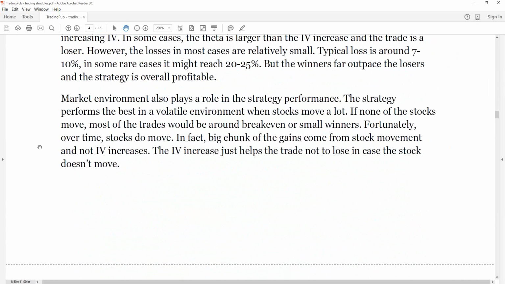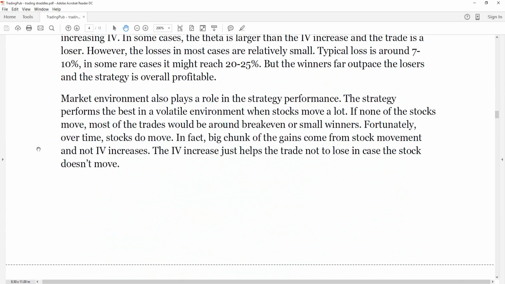So the strategy overall performs the best in a volatile environment when stocks move a lot. If none of the stocks move, most of the trades will be around break even or maybe small winners. But fortunately, over time, stocks do move. And in fact, a big chunk of the gains come from stock movement and not IV increase. So basically, we probably need both. We need IV increase and we need stock movement in order to make money over time.